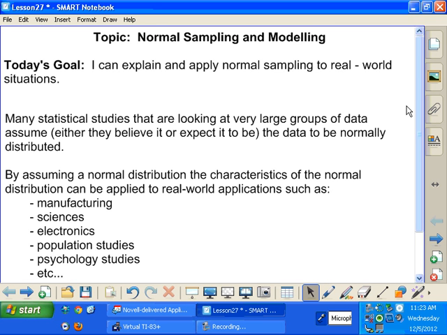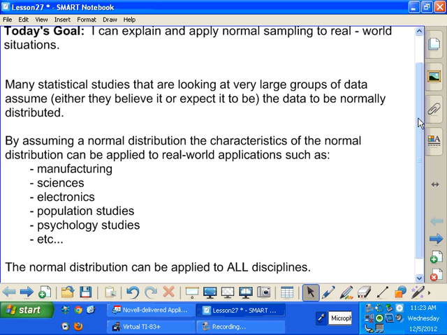A lot of statistical studies look at large groups of data. And when you get a large group of data, we either believe or expect the data to be normally distributed. When we plot the data out, that's when you make that determination: yes, it's normally distributed, or identify if there's a positive or negative skew, or if it's bimodal. So, assuming normal distributions, the characteristics can be applied to many real-world applications.